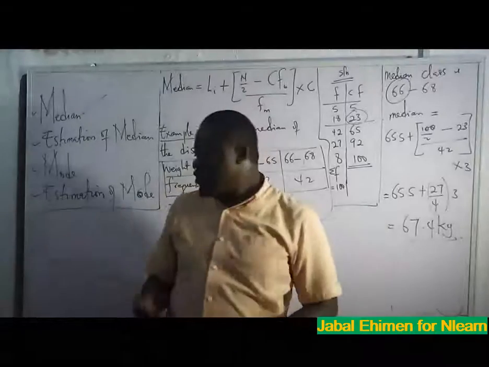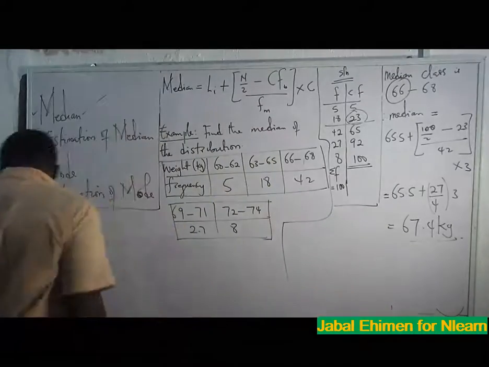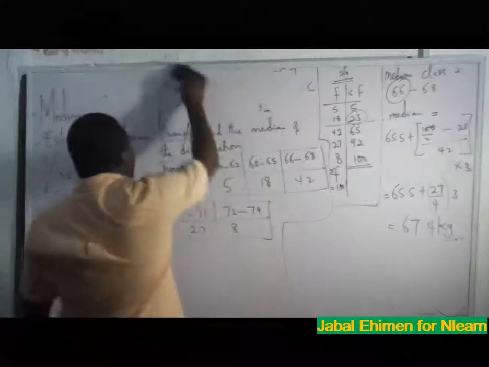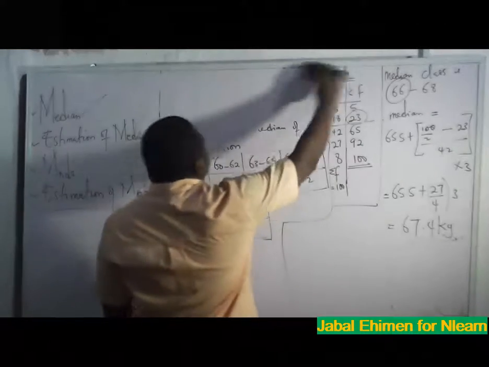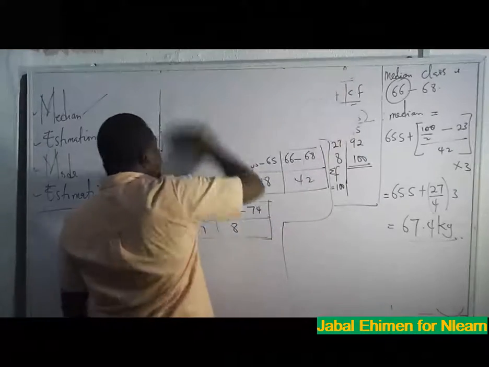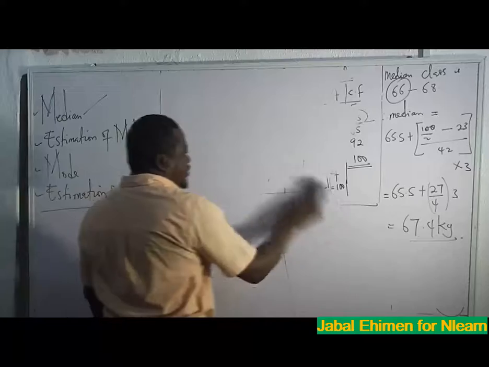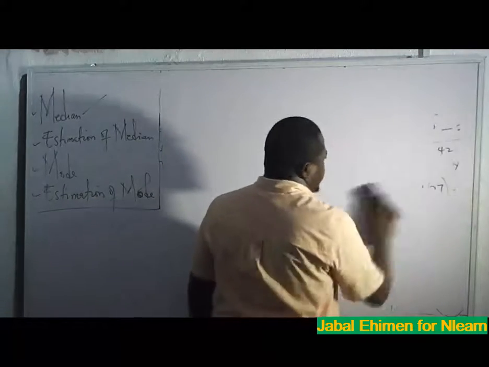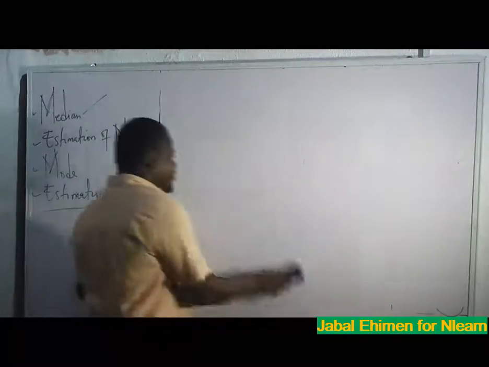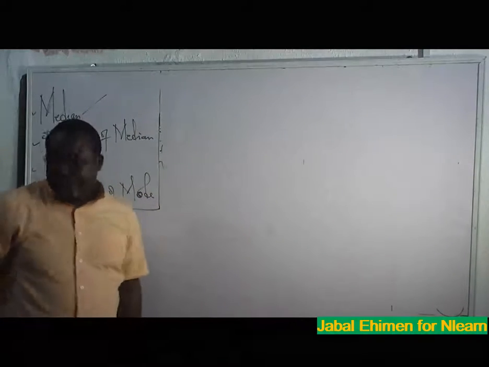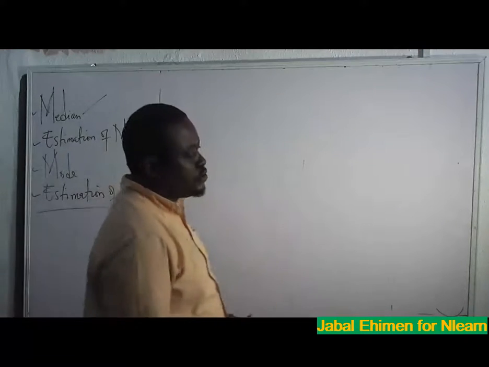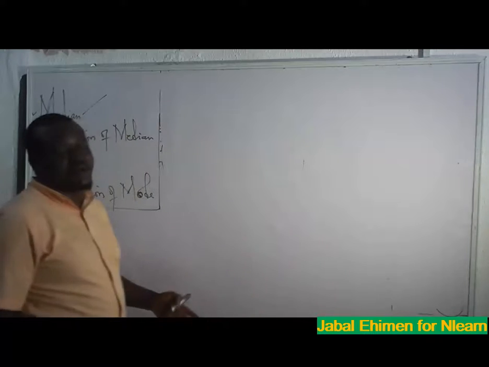But there's something else we can do as far as the median is concerned. What are those things? The median can also be calculated from something we call an ogive, which is the cumulative frequency curve. The median can also be calculated from your histogram graphs.